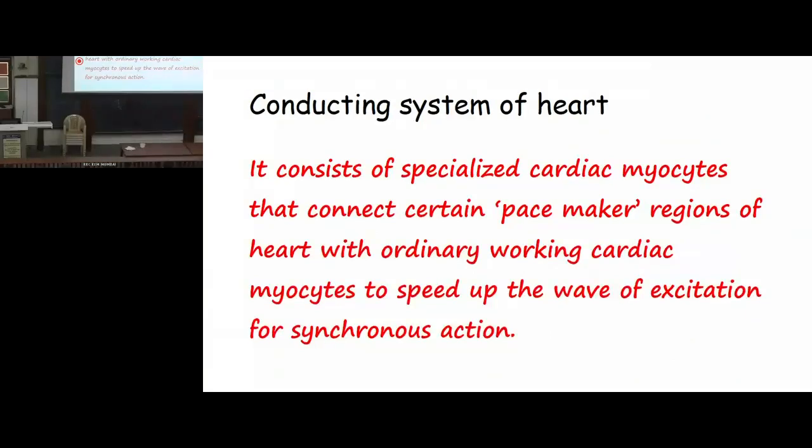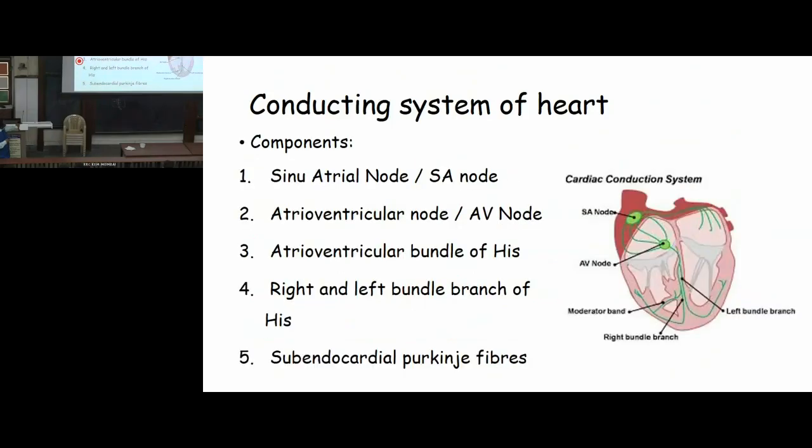Now the conducting system of the heart consists of SA node, AV node, then the fibers from SA node to AV node. SA node, where is it present? At the junction of superior vena cava and right atrium. So what does it consist of? It consists of sinoatrial node, atrioventricular node, atrioventricular bundle of His, then right and left bundle branches of His, then subendocardial Purkinje fibers.